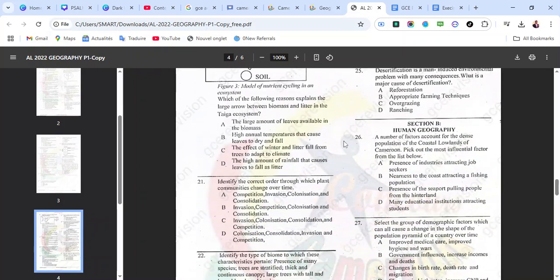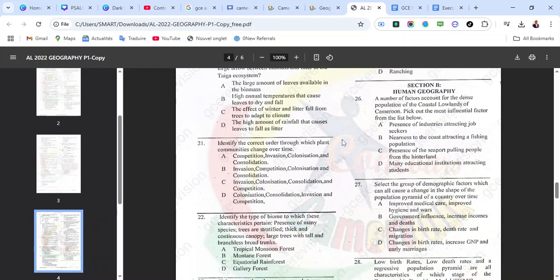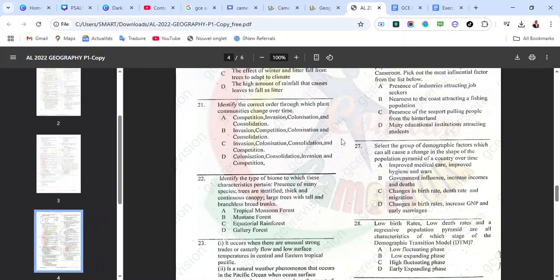Section B. A number of factors account for the dense population of the coastal lowlands of Cameroon. Pick out the most influential factor from the list below. Correct answer is A, which is presence of industries attracting job seekers. Select the group of demographic factors which can all cause a change in the shape of the population pyramid of a country over time. Correct answer for 27 is C, which is changes in birth rate, death rate, and migration.